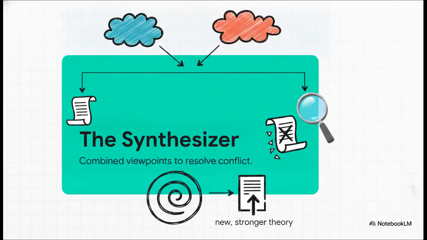So once the challenger tears down that baseline, we've got a conflict. Enter the synthesizer. This is the peacemaker of the group. The visualizer maps out the papers that brilliantly combine these opposing viewpoints to actually resolve the conflict. They take the best parts of the initiator's idea, they acknowledge the challenger's valid critiques, and they build a newer, stronger, much more nuanced theory out of it.